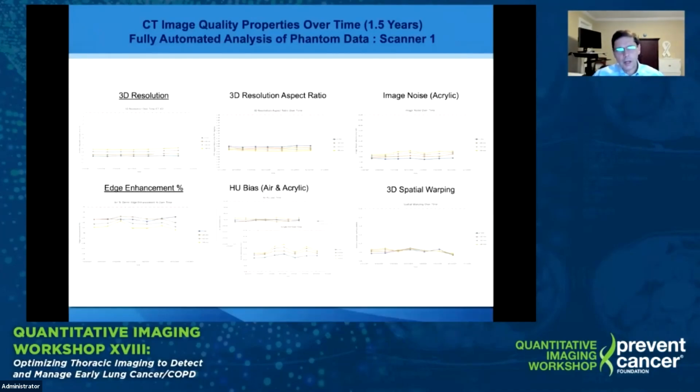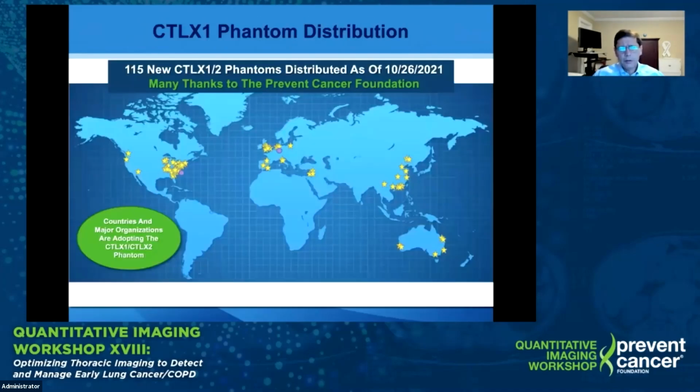And we've also shown over time, these methods, when scanned every 3 months for over a year and a half here, are very stable and really quite remarkable in terms of their stability. Now we have 115 CTLX1 and CTLX2 phantoms distributed around the world, thanks to the Prevent Cancer Foundation grants. And numerous countries and organizations are now adopting this. So we've got a global network in place right now, which is awesome, running on the cloud.